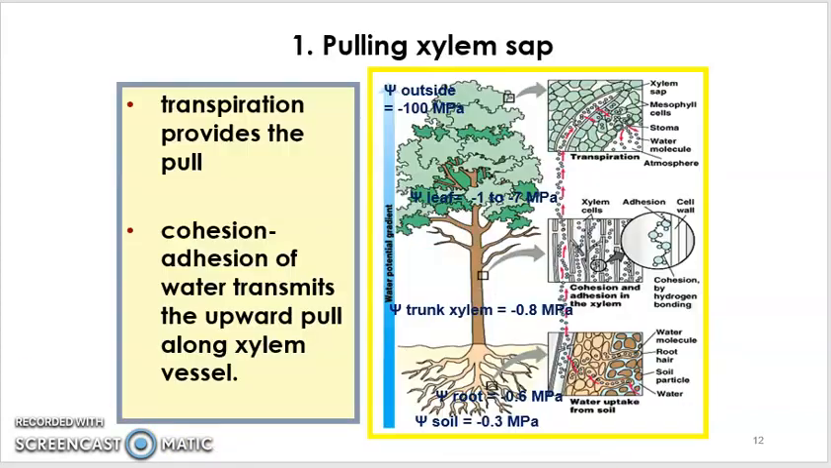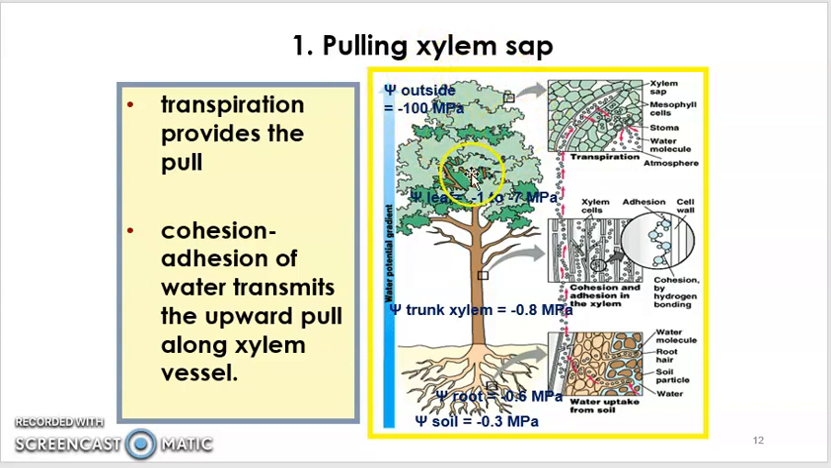Okay, so firstly we look at the pulling xylem sap first. Okay, so apa tu pulling xylem sap? Okay, dia ada kaitan dengan proses transpiration by which transpiration will provide the pull. Okay, maksudnya tarikan. Okay, another one adalah cohesion adhesion of water transmit the upward pull along xylem vessel. Maksudnya adalah proses transpiration biasanya dia akan berlaku pada leaf cell.